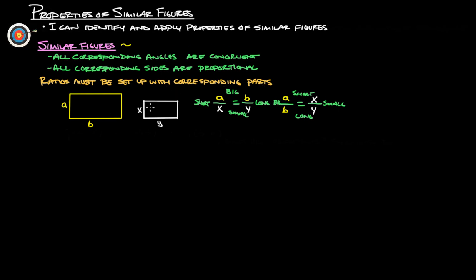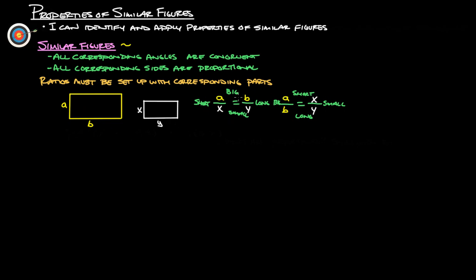So let's say these two rectangles here are similar. Then what we would do is set them up. You can either set it up as the short side compared to the other short side, so a over x equals the big side to the other big side, b over y. Or you can go a over b equals x over y.